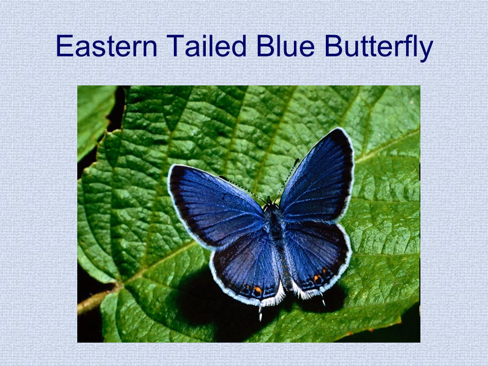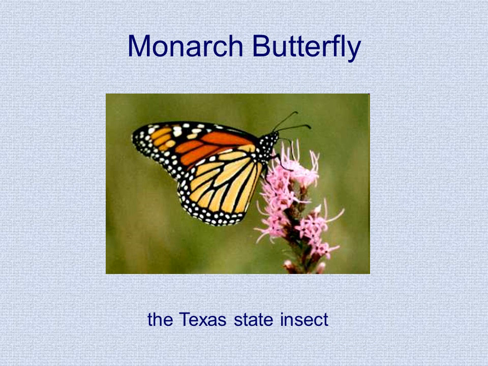The eastern-tailed blue butterfly, a very beautiful blue butterfly, and if you look real closely you can see the scales in the wings. And then there's our friend the monarch butterfly. The monarch butterfly, among other things, is the Texas state insect. You probably didn't know that different states have state insects.